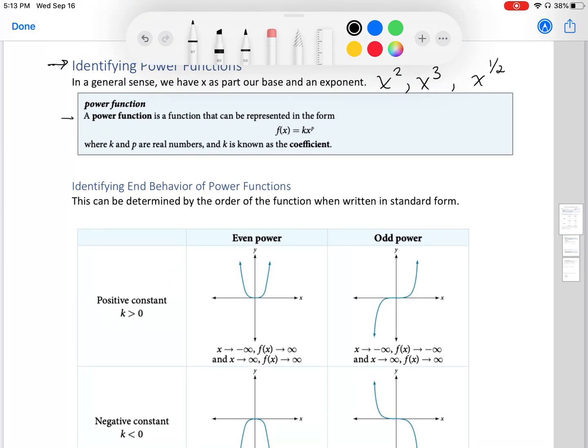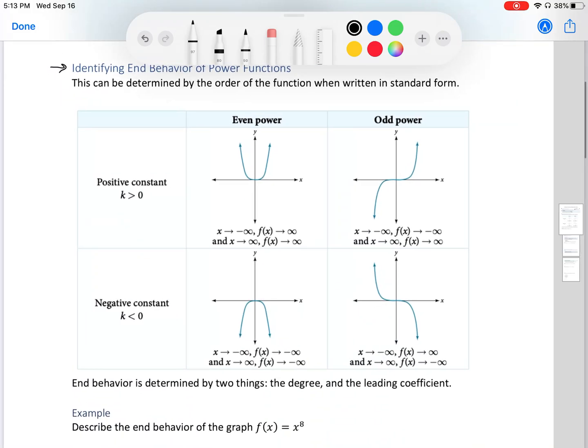So by definition, a power function is a function that can be expressed in the form f of x equals k, which is a constant, times x raised to the p power, where k and p are real numbers, and k is known as a coefficient.